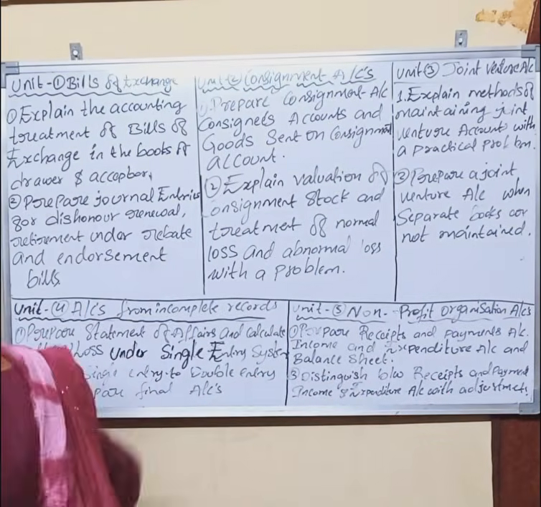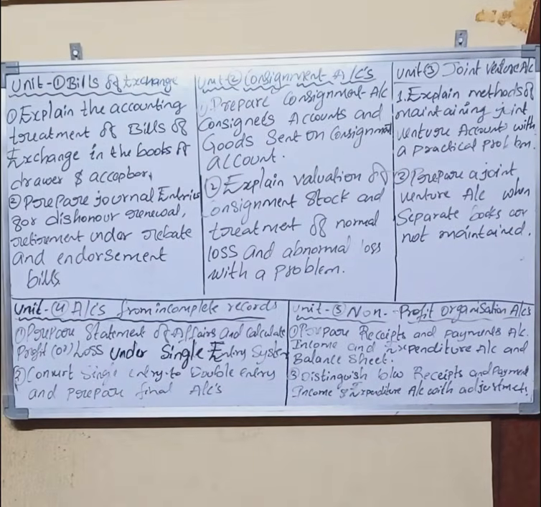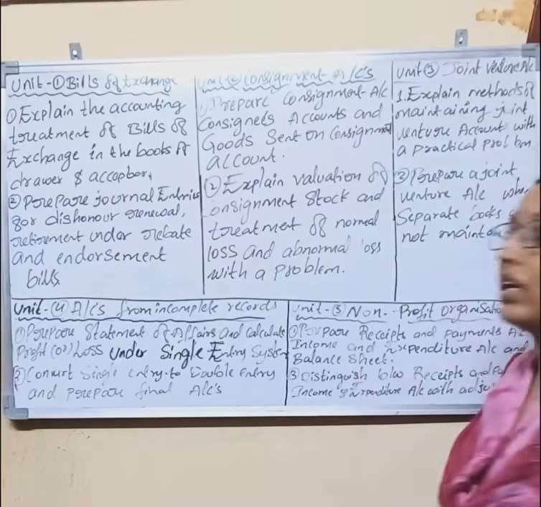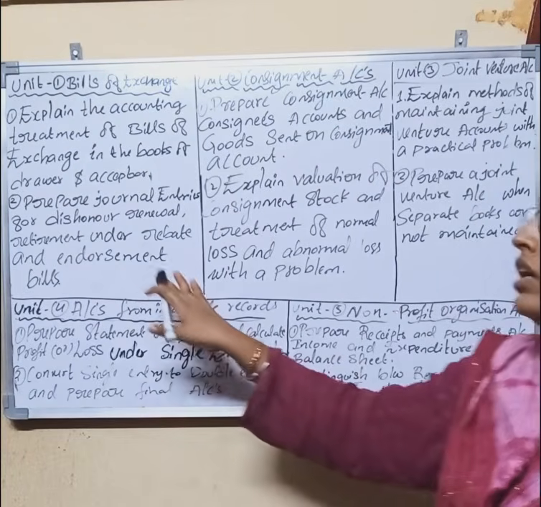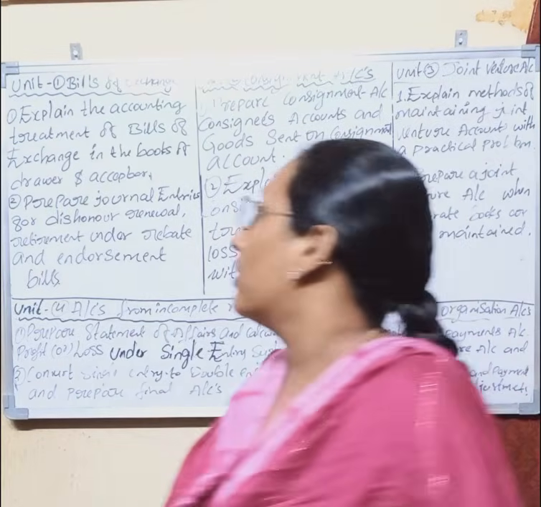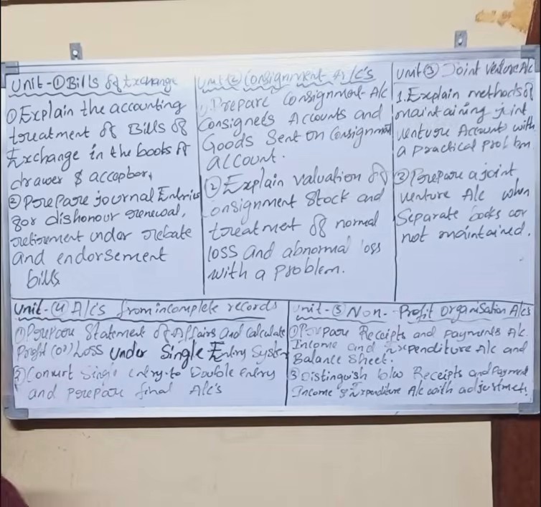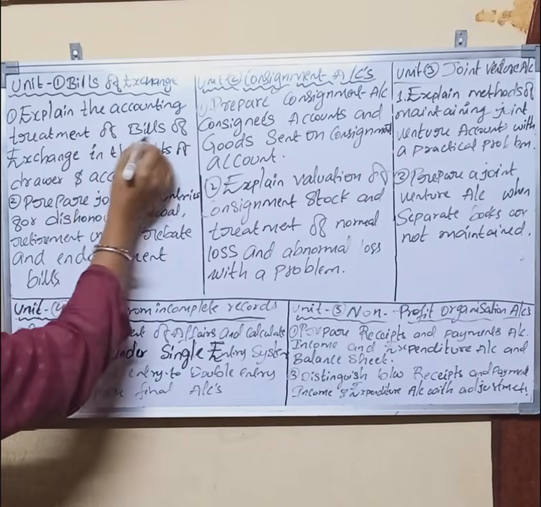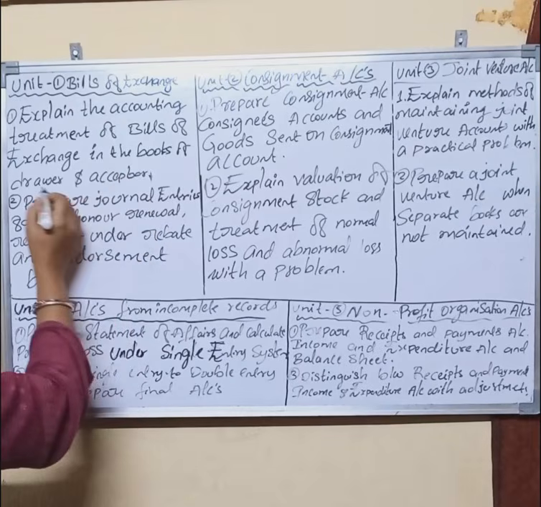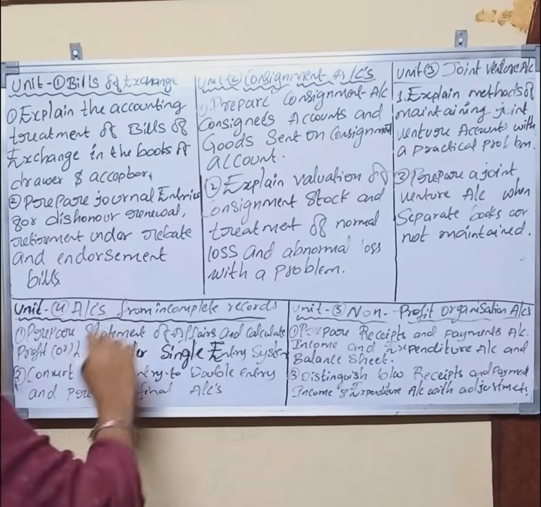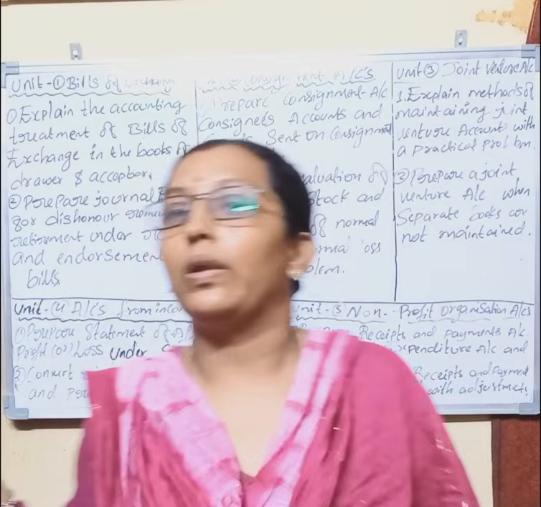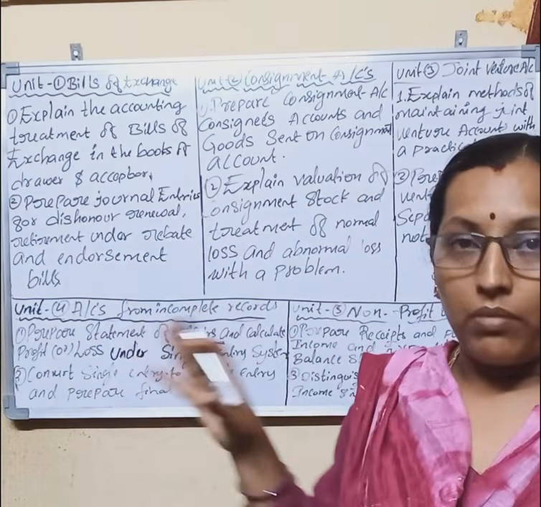In unit 1, bills of exchange. Bills of exchange is the most important and repeated topic in our examinations. See here, everyone: explain the accounting treatment of bills of exchange in the books of drawer and acceptor. This is the most important question. On the basis of this you will get problems also.